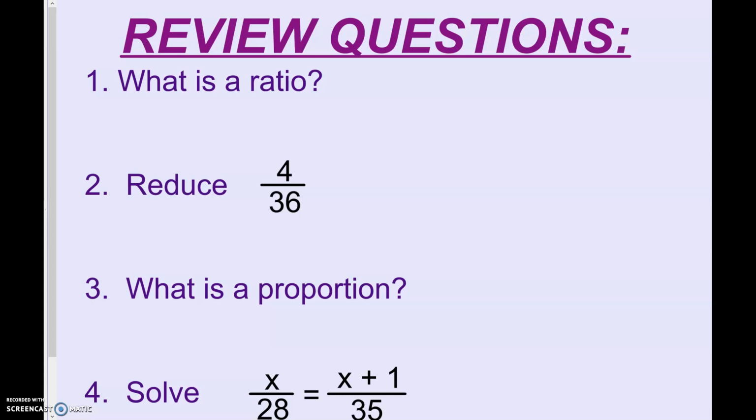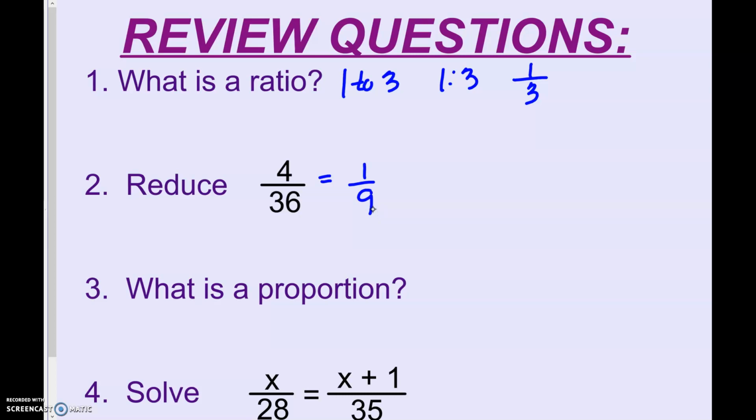Before we get into it, we're just going to review a couple things from math that you guys have worked on in previous years. So first of all, what is a ratio? A ratio is a comparison of two things, like miles per hour. So it's a comparison. And we can write a ratio in three ways. Typically in math, we do it as the fraction. So number 2, we always have to reduce our fraction. So we would reduce this down to 1 to 9.